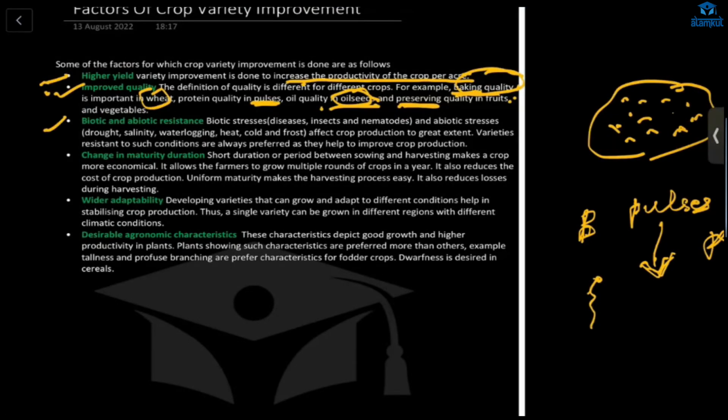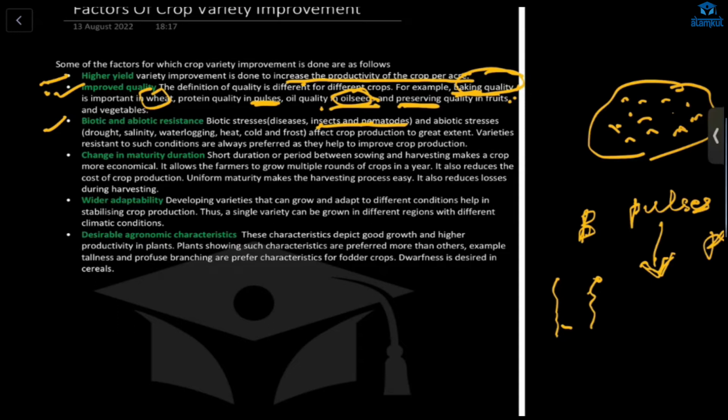Next, we have biotic and abiotic resistance. So what is biotic resistance? We have diseases, insects, and then nematodes. What are nematodes? They are worms, roundworms. And abiotic stresses: we have drought, salinity, waterlogging, heat, cold, frost. So these things must not affect the crop. So crop variety will be improved to provide resistance to these biotic and abiotic stresses. Okay, understood? Yes, ma'am. Amulya, understood?